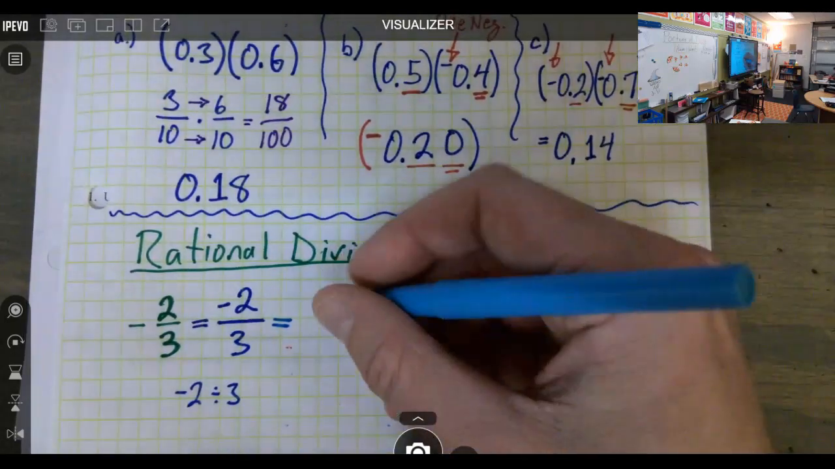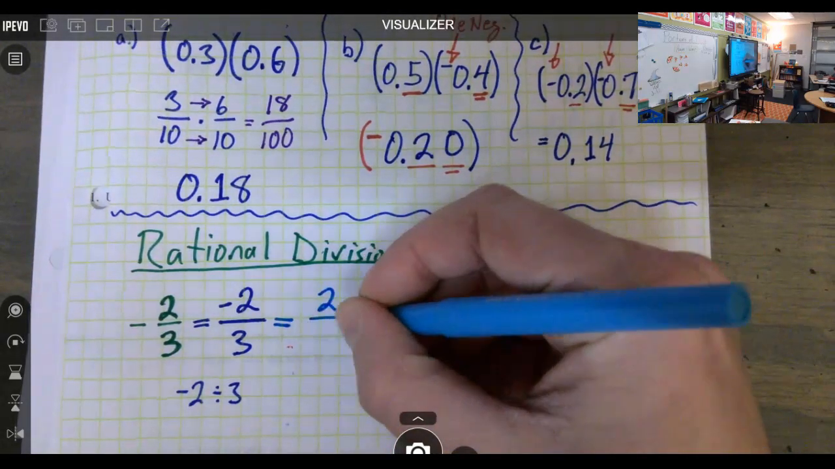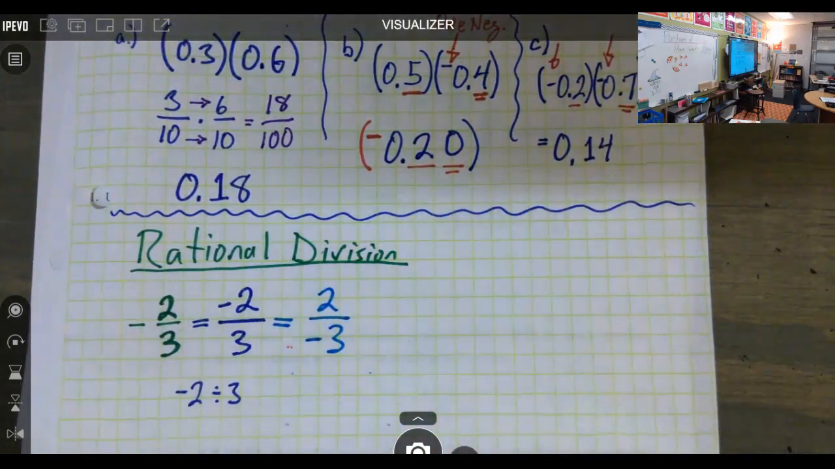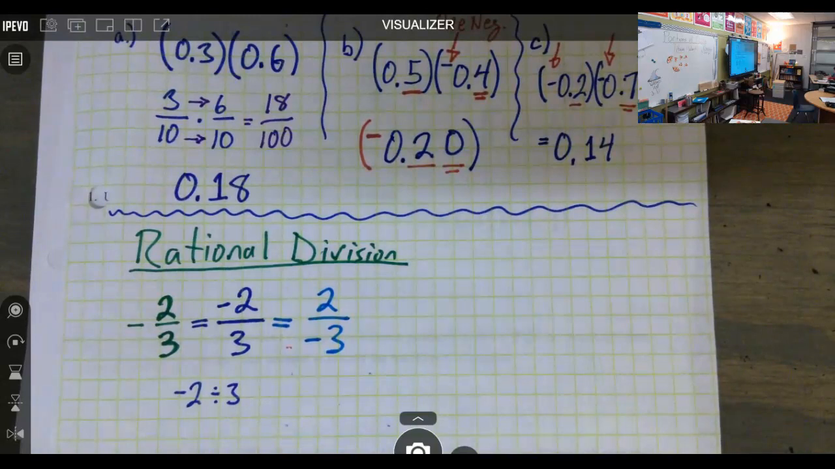Put it on the bottom: 2 divided by -3. So you can write down whatever else you want here, but what this is trying to show you is that where we put the negative in a fraction doesn't matter. It's best on top, but mathematically speaking, these are all equivalent.